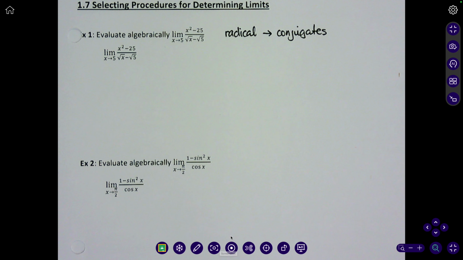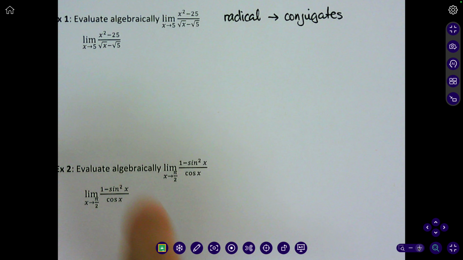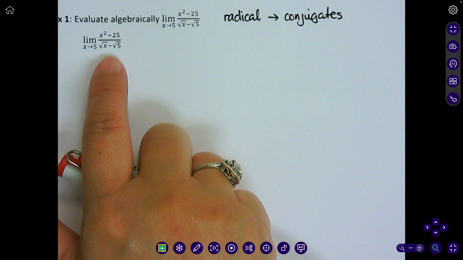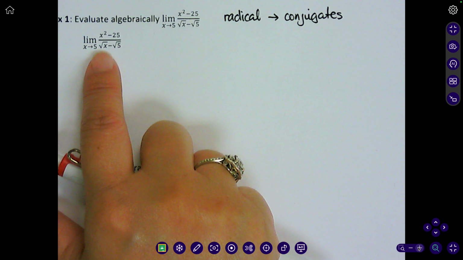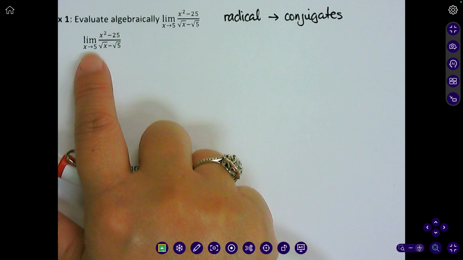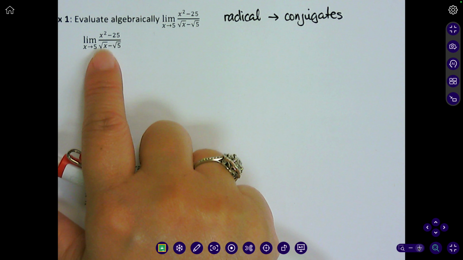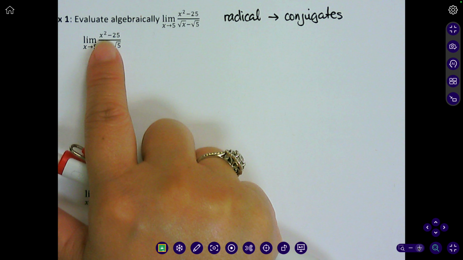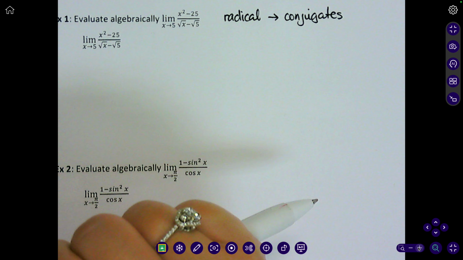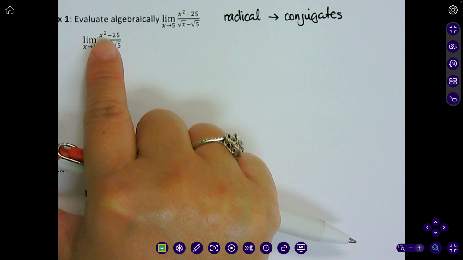So now we're going to take a look at an example that has that situation. Here I have the limit as x approaches 5 of x squared minus 25, divided by the square root of x minus the square root of 5. Now, the first thing is we're going to plug in. We're going to substitute 5 in for x. But when we plug in 5, you can see that we have a denominator of 0 and also a numerator of 0. So therefore, this is called indeterminate.